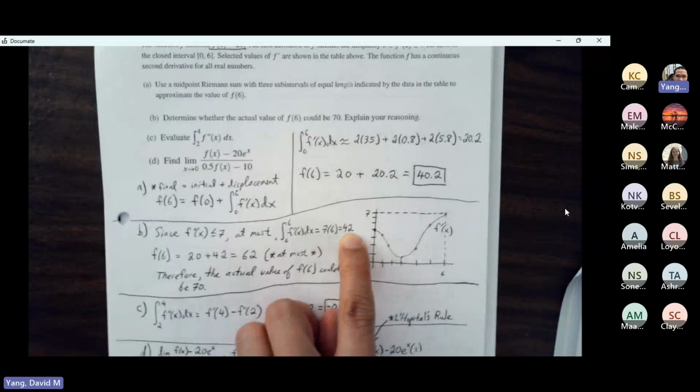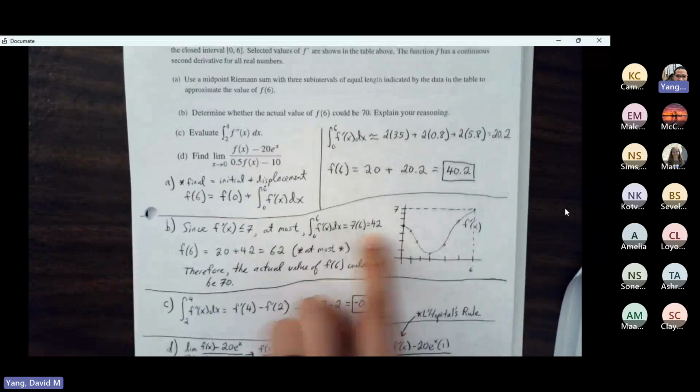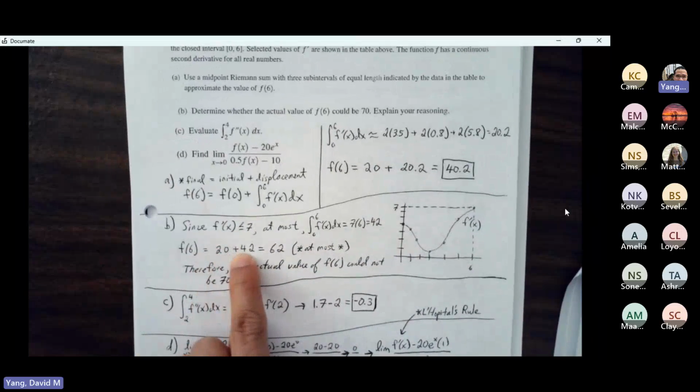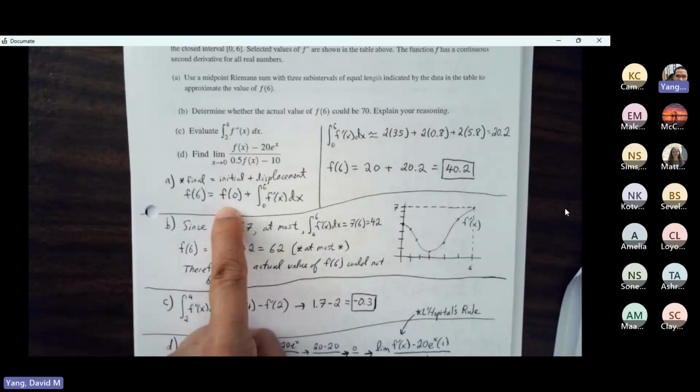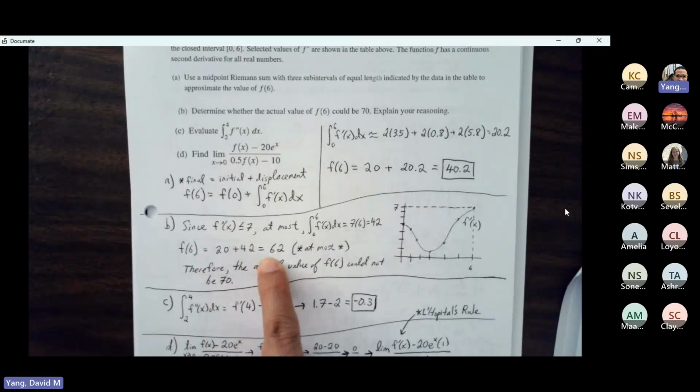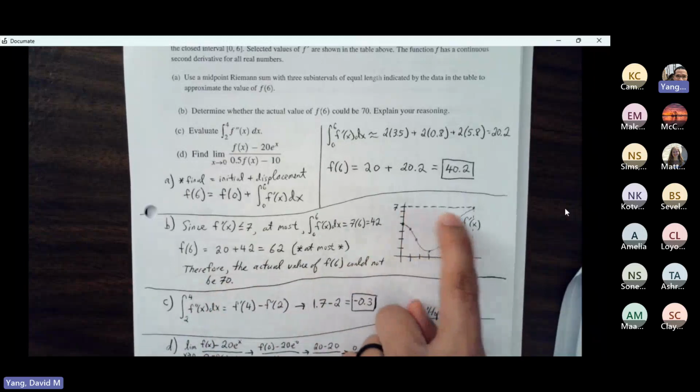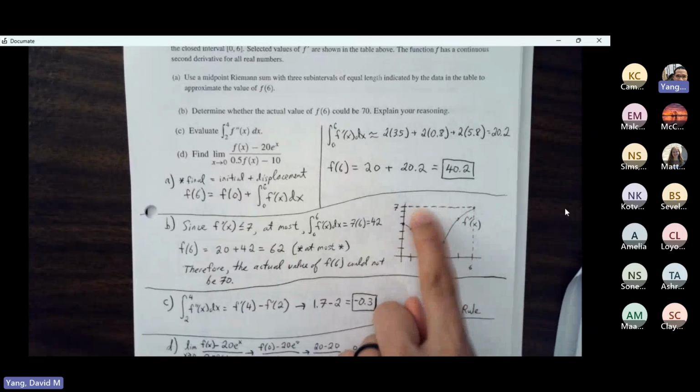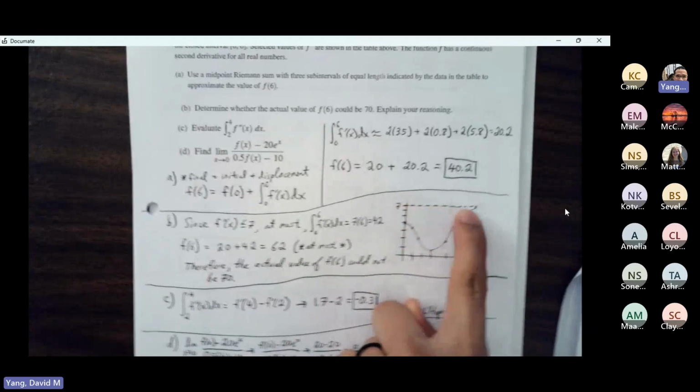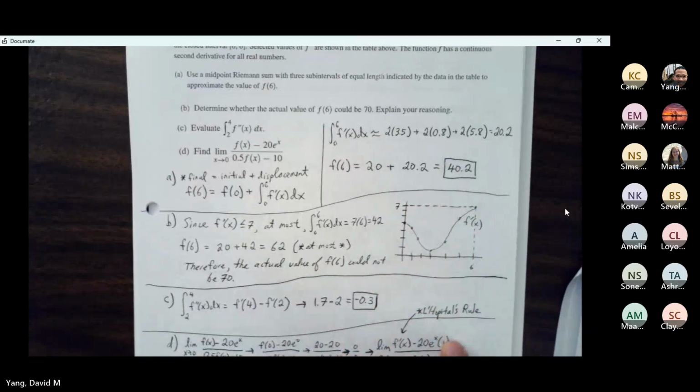So at most, even though we know it can never happen, if we start at 20 and let's say we're able to gain all the way up to 42, 20 plus 42 is only 62. So at most, it's only going to reach 62. So therefore, the actual value could not be 70, could not reach that 70, because we know the curve is definitely less. The area under the curve is definitely less than the area under the rectangle.